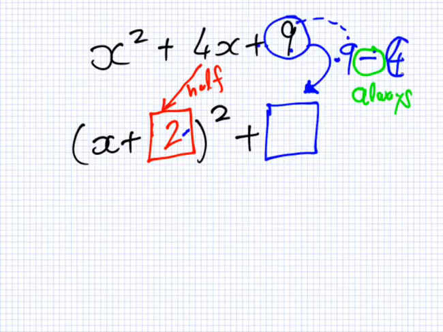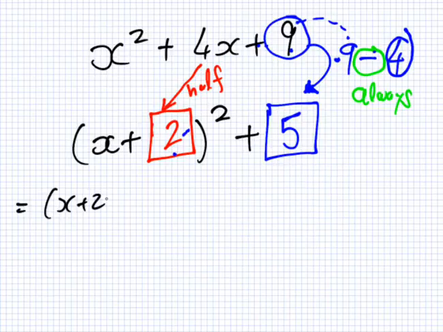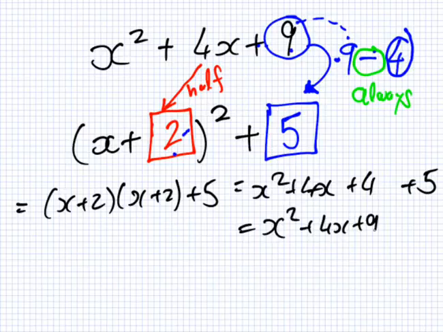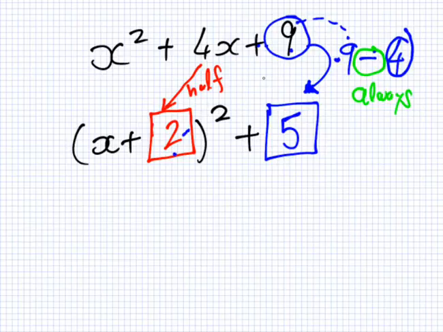Will this number always be positive? Yes, because it is the square of this number. So it must be positive. So this here will be 5. Now, I'll just show you that this does work. So this is equal to x plus 2 times x plus 2 plus 5, which is x squared plus 4x plus 4 plus 5, which is x squared plus 4x plus 9. So it's the same. You don't need to check the answer like this in the exam. I'm just showing you that if you multiply it out, you do get the same answer.